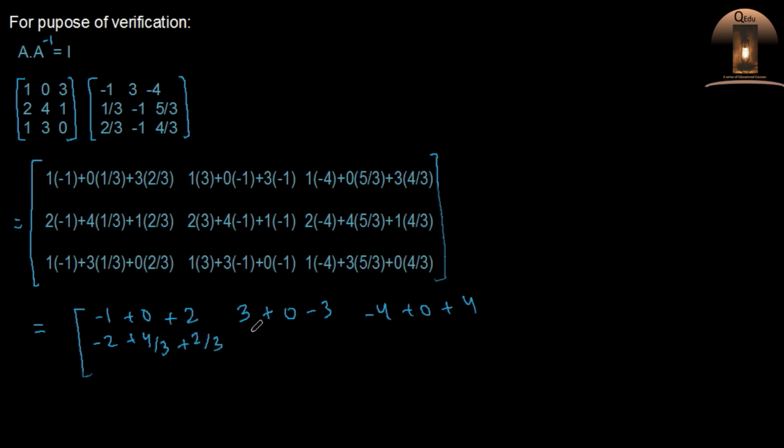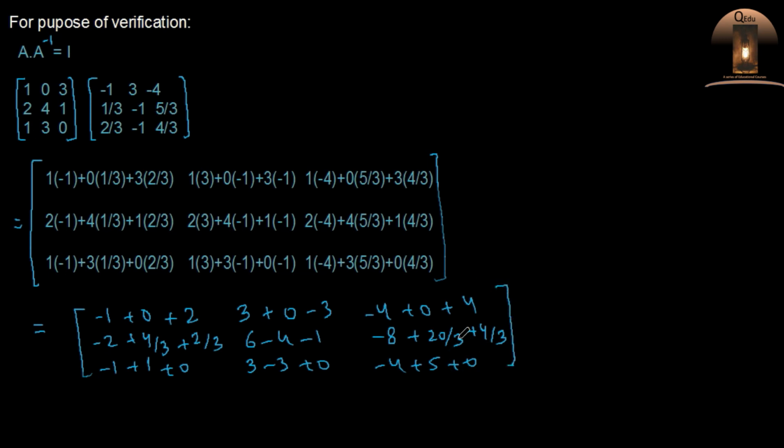And similarly for the second element of the second row we have 6 minus 4 minus 1, and then for the third element in the second row we will have minus 8, and then plus 4 into 5 upon 3 will be 20 upon 3, and then we have 4 upon 3 plus 4 upon 3. And similarly for the elements in the third row we will have minus 1, and then plus 1, and then 0, and then we have 3 minus 3 plus 0, and then finally we have minus 4 plus 5, and then plus 0.